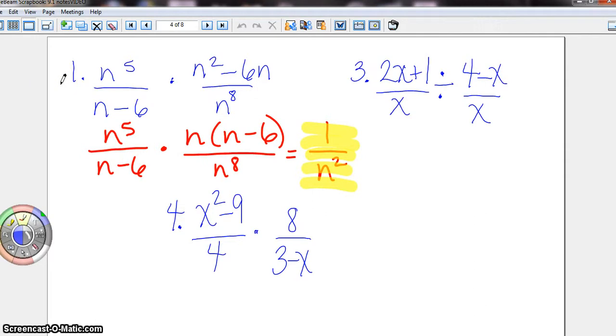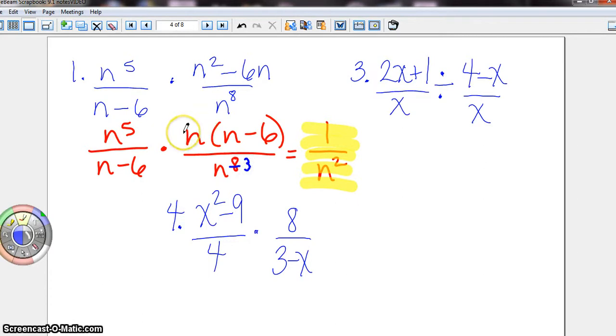This first problem on the page over here, there's nothing to factor in the n to the 5th power. N minus 6 is as simple as it can be. This n squared minus 6n has a greatest common factor. Factor out an n, you have n minus 6, you have n over n to the 8th. This n to the 5th over n to the 8th, you can cancel those out. All of n to the 5th would cancel, and you would be left with n to the 3rd. So you would have an exponent of 3 here.